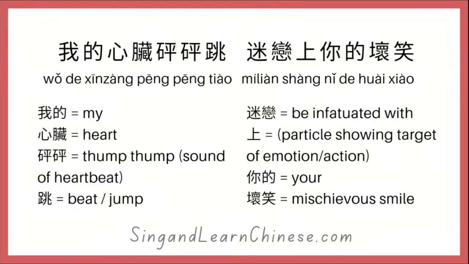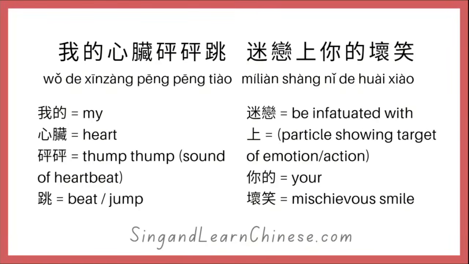And then 迷恋 is to be infatuated with. 恋 is the word that they use for romantic love. And then 迷 is like lost. So you're lost in this romantic attraction, something like that. Be infatuated with, close enough. 迷恋上, 上 means up, but in this case, it's saying that the narrator has been attracted up to, it's kind of like the 'to'. And then 你的 is your, 坏笑 is a bad smile.